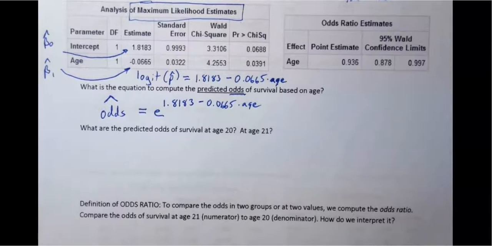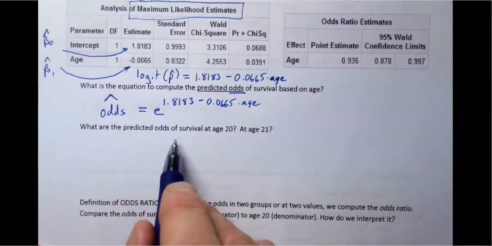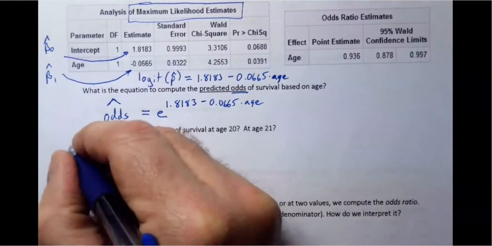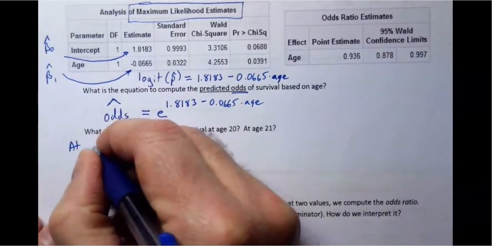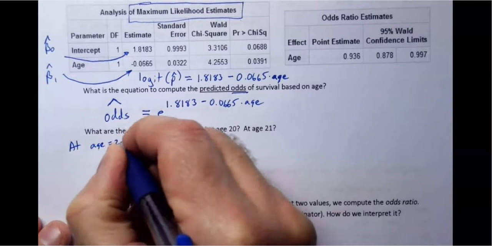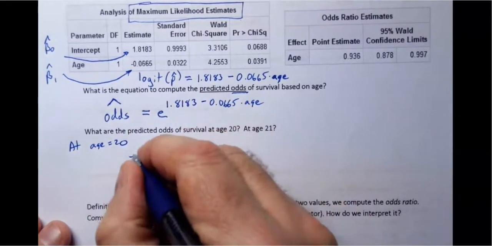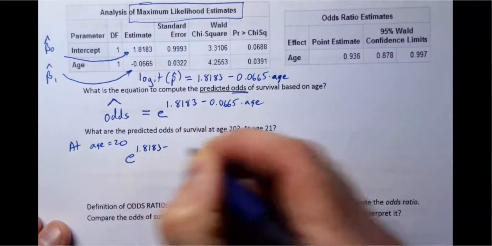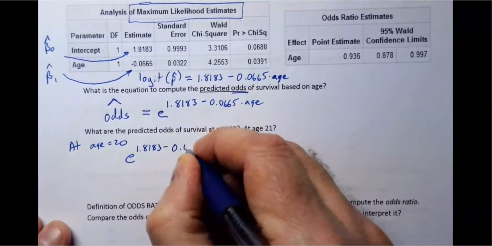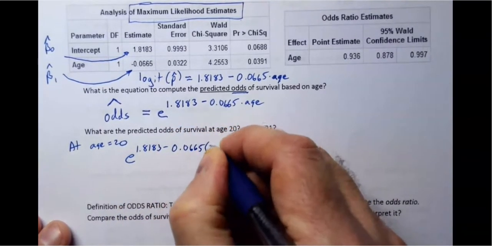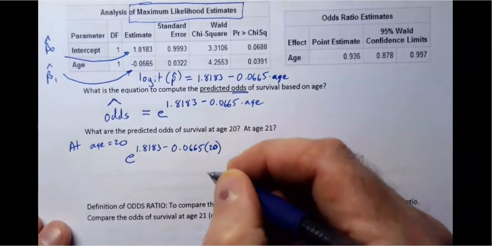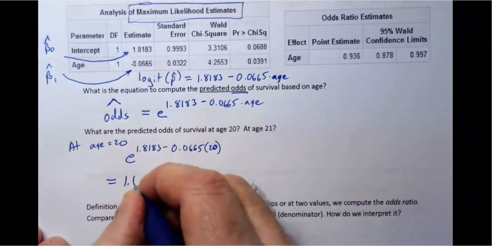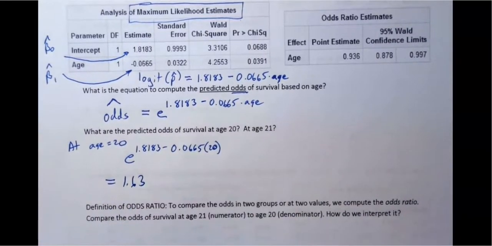So then, what are the predicted odds of survival at age 20? Okay, so I'll do that over here. At age equals 20, we have e to the 1.8183 minus 0.0665 times 20. You can plug that value in, and if you do that calculation, you'll find it's 1.63.